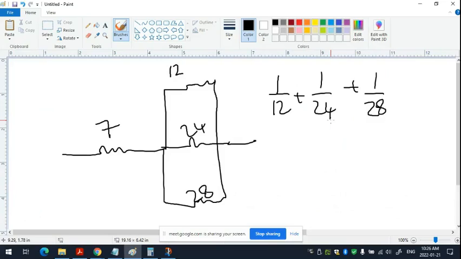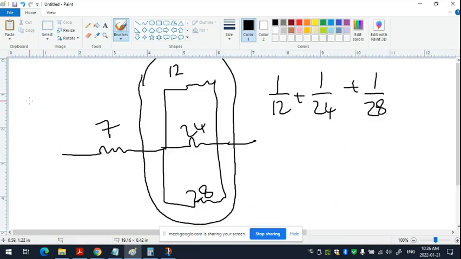How much do you get? You get 6.2, right? 6.2 makes perfect sense. And that 6.2 represents what? It represents this whole thing. So 7 plus 6.2 is equal to what?